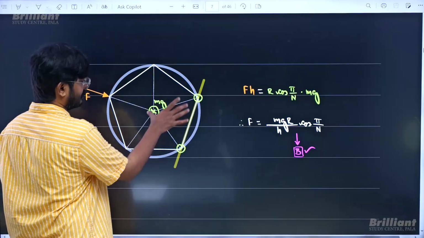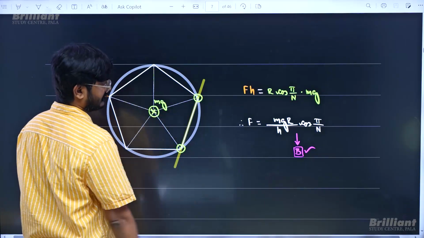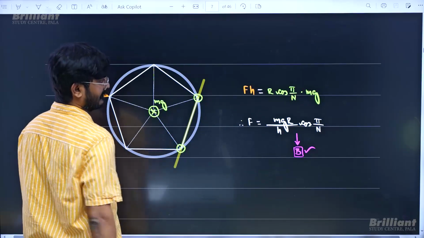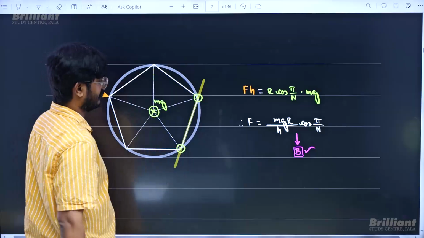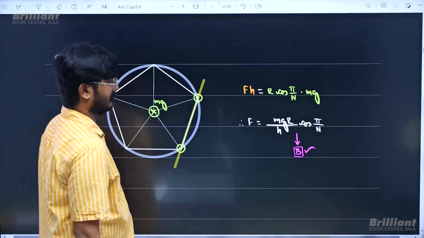Now mg is at a distance. If this is r, this length is r cos pi by n. You can easily prove that. This angle will be 2 pi by n, so half angle will be pi by n. So this will be r cos pi by n into mg. So if the torque due to the force is more than torque due to weight, then it will be toppling.